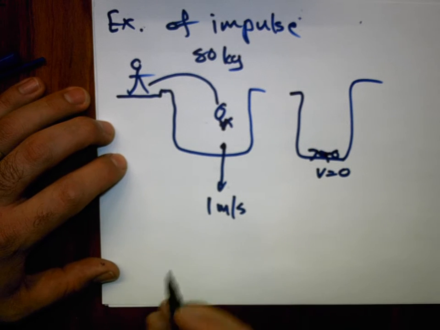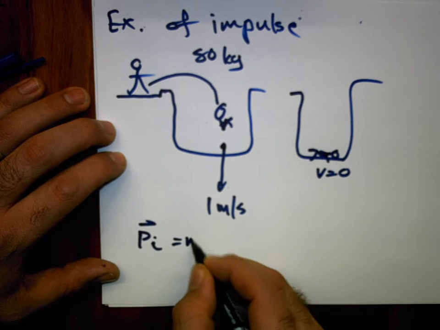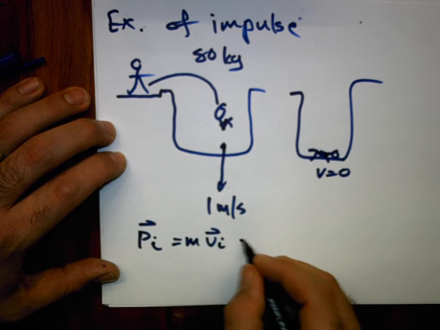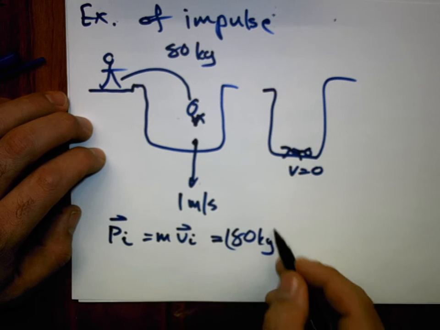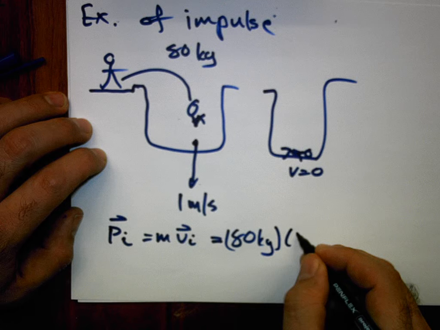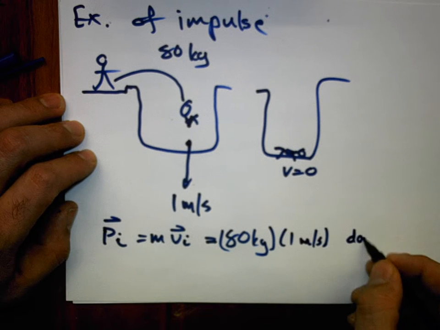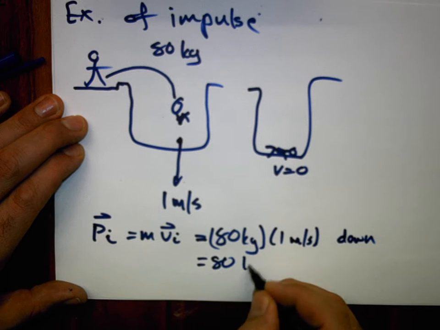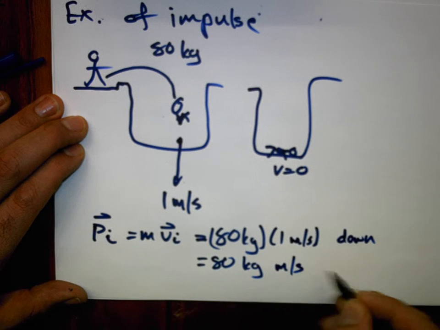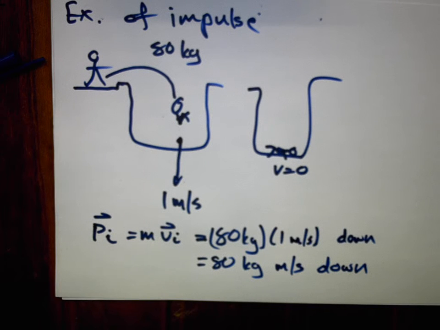So we can calculate your change in momentum. Your initial momentum is just your mass times your initial velocity. So it's 80 kilograms times your velocity, which we take as 1 meter per second downwards. So it is 80 kilogram meters per second down. Remember, momentum is always a vector. So that's your initial momentum.